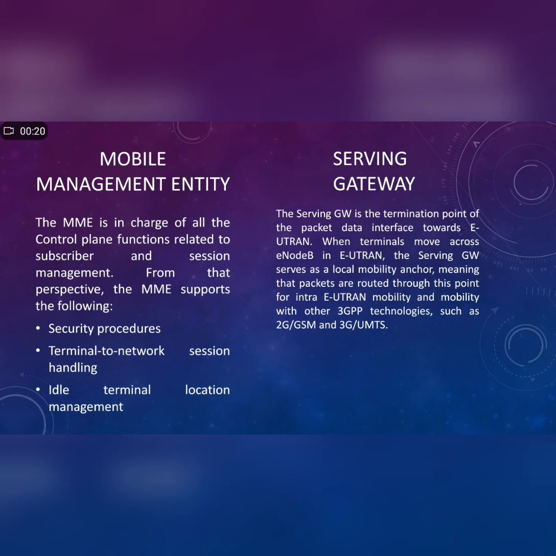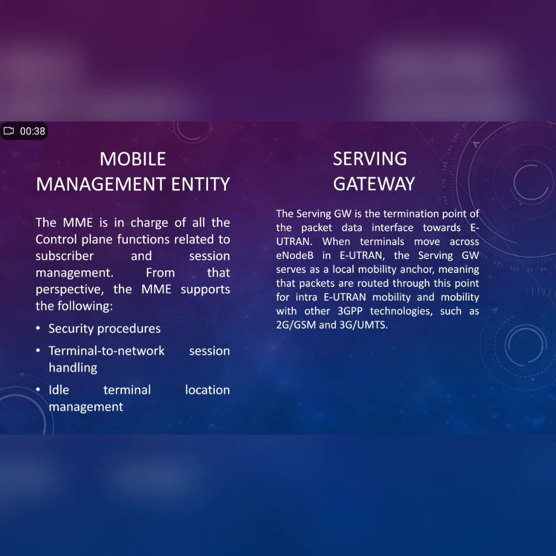From that perspective, the MME supports the following security procedures. This relates to end user authentication as well as initiation and negotiation of the ciphering and integrity protection algorithms. Terminal to network session handling.